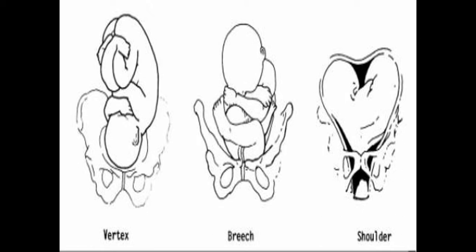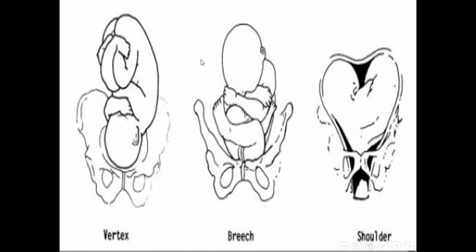Lie means the relation of the longitudinal axis of the baby to the longitudinal axis of the uterus. We have two lies. Either longitudinal lie, which means that the longitudinal axis of the baby is parallel to the longitudinal axis of the uterus, or transverse lie, which means that the longitudinal axis of the baby is cutting the longitudinal axis of the uterus.